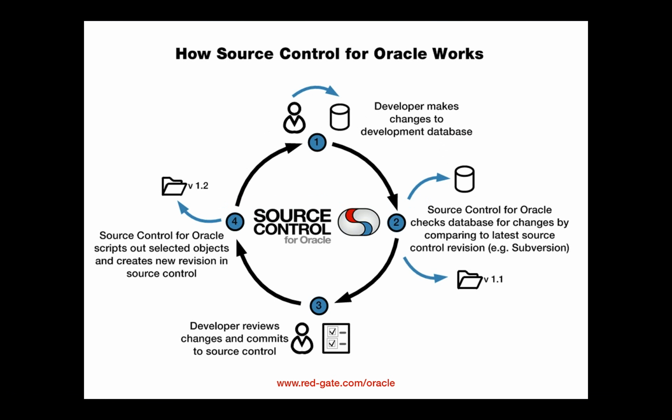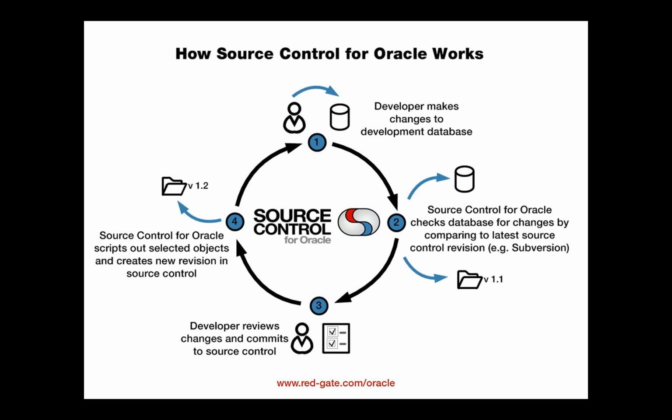Makes sharing changes much easier with the team, improves communication, and hopefully enables your team to work better on projects. So the product Source Control for Oracle enables developers to make changes to the database. Source Control for Oracle then checks the database for changes, compares them to the latest Source Control revision.